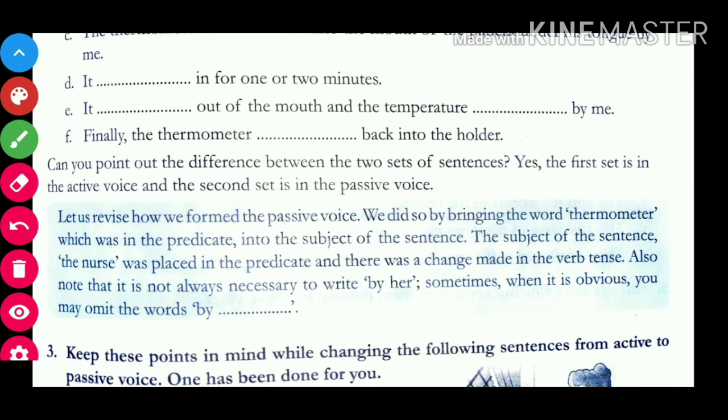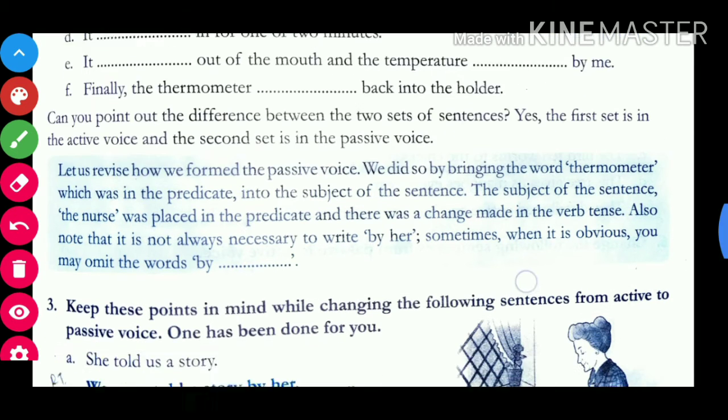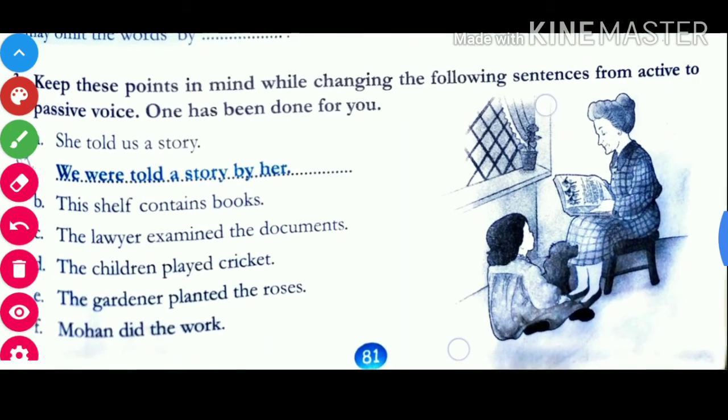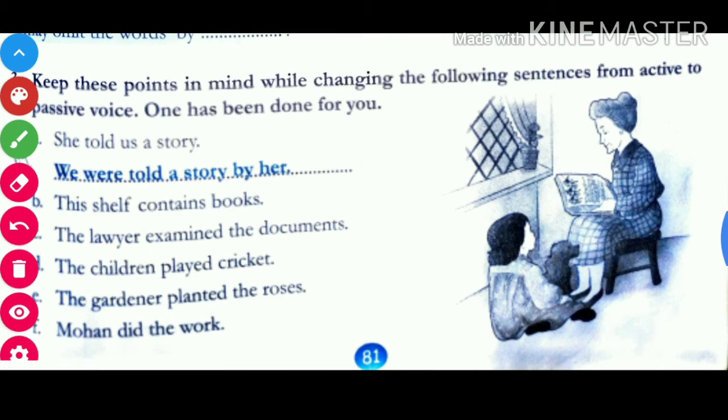And what happens that it is not always necessary कि by her हम लगाए when it is already understood कि ये action परफॉर्म किसी पर्सन के थ्रू ही हो रहा है when it comes in the way of a paragraph. Okay, so now let us come to exercise number 3. Keep these points in mind while changing the following sentences from active to passive voice. One has been done for you. Now we have to work on the changing of active to passive voice.